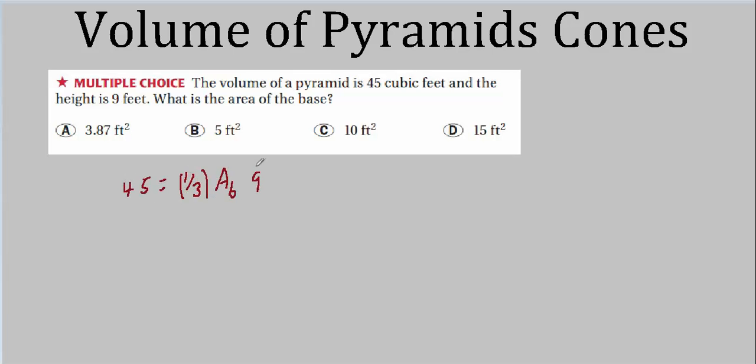Well, if we solve this for A sub b, which is what they asked for, isn't it? Okay, good. Then the area of the base. Oh, we set this up. And let's see, 9 goes into 45 5 times 3. Now you can do this without your calculator. It's 15. And that would be in square feet, of course. So the answer here is D. Whoa. All you had to do was remember your formula for the volume of a pyramid. This was pretty easy.